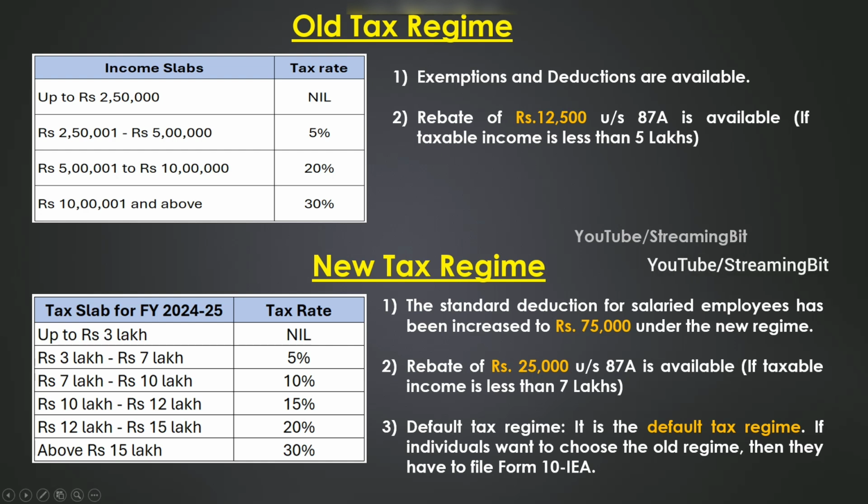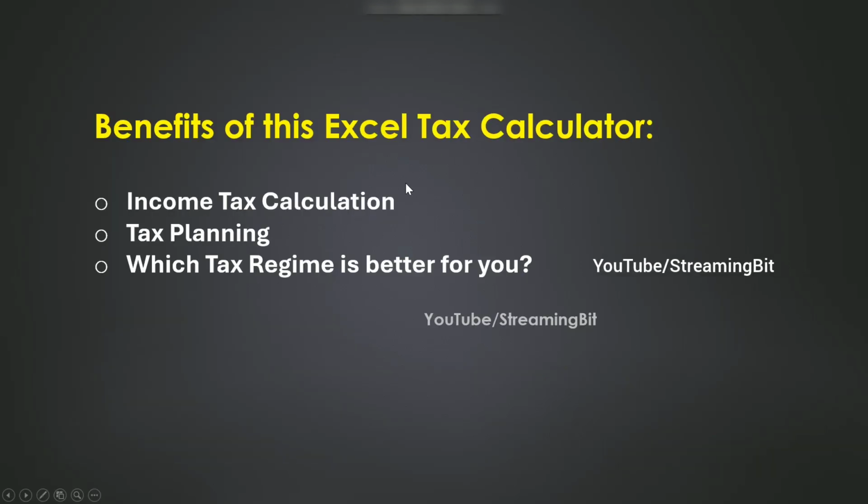So the benefit of this Excel calculator is you can calculate the income tax that is applicable for you. You can plan your tax based on your current income, and if you plan in advance, you can decide and invest in different categories wherein you can save some tax amount. Also, you can decide which tax regime is better for you. To do that, we'll get into our Excel and see how exactly you can use that particular Excel calculator.